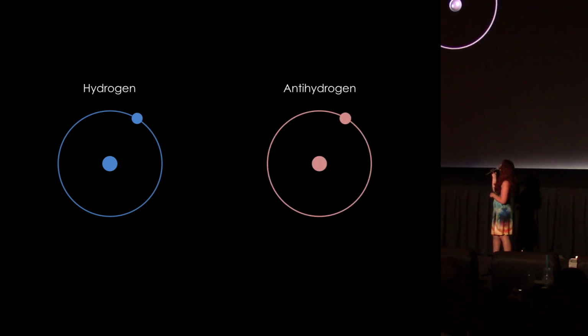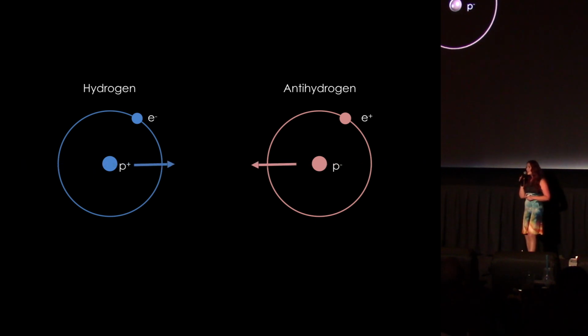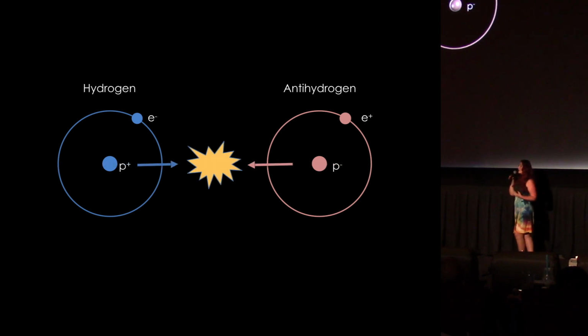So antihydrogen is this antiparticle, so they have opposite charges. Instead of a proton in the middle, you have an antiproton, and instead of an electron, you have a positron. So this is a proton with a negative charge and an electron with a positive charge. If those two happen to collide with each other, they annihilate and produce energy. Now, this is a real thing. It produces a lot of energy, enough energy, maybe, to create warp drive.